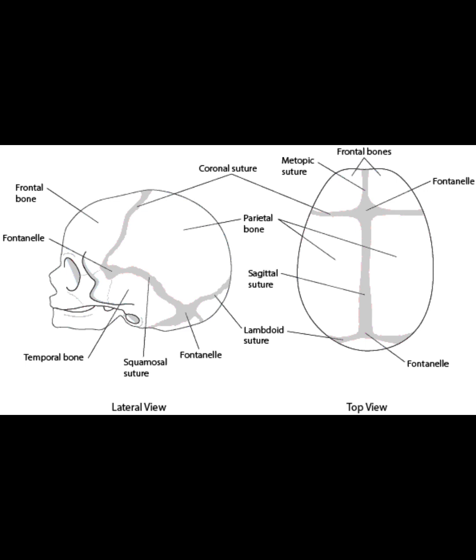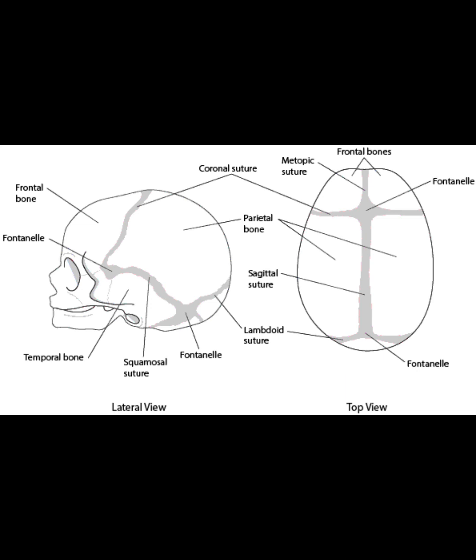With this diagram, you can see each cranial bone separated by sutures. In the lateral view, you can see the coronal suture. This suture separates the frontal bone and the parietal bones. Also in the lateral view, there are 2 squamosal sutures which separate the temporal bone and the parietal bones on both the left and right sides.